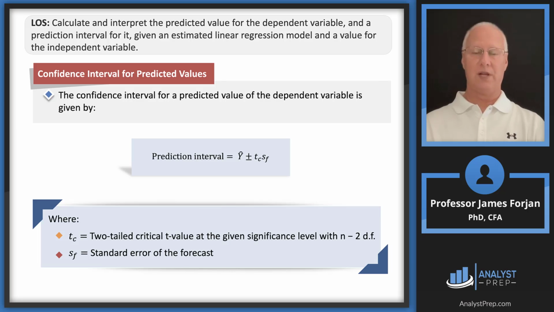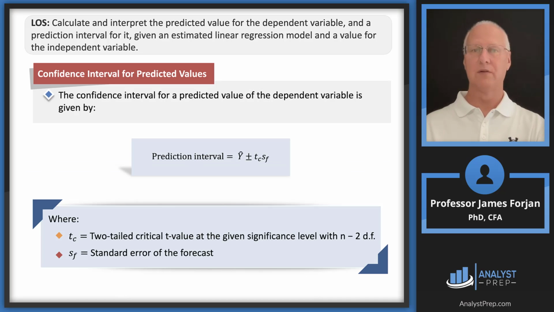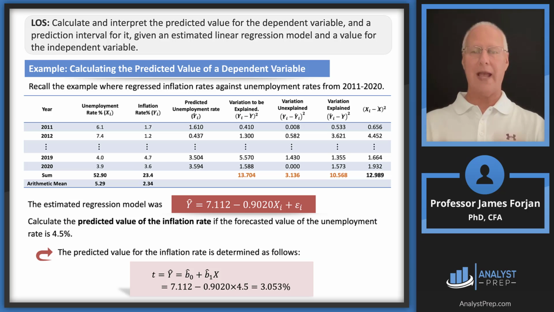Then the next question is, okay, suppose we predict 3.053%. How confident are we in that prediction? So we're going to come up with what's known as a confidence interval for the predicted value, which is also known as a prediction interval. Back here, we said we expect inflation to be 3.053, but then we want a range.